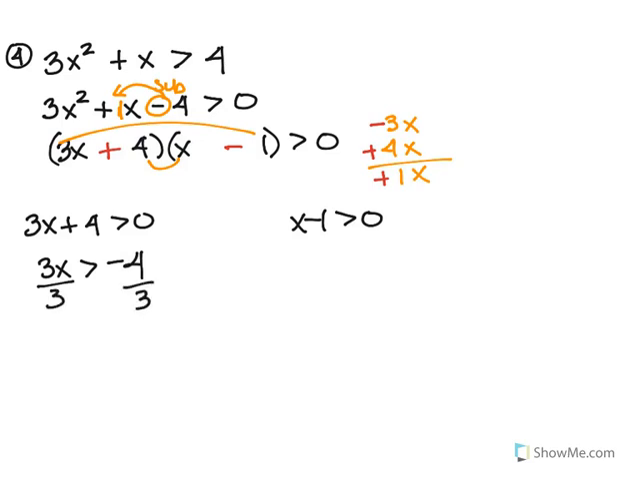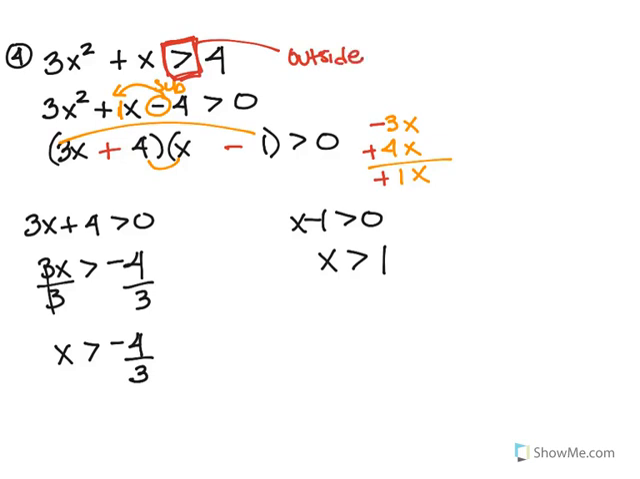So that's going to give us x is greater than negative 4/3, and x is greater than positive, who? 1. Now, I didn't say, but I should have from the beginning. This was a greater than sign. You noticed that at the very beginning. So where should my shade be? On the outside. Good. It should be on the outside.